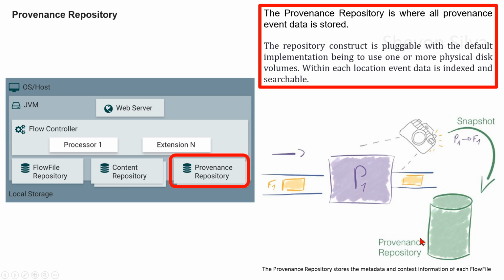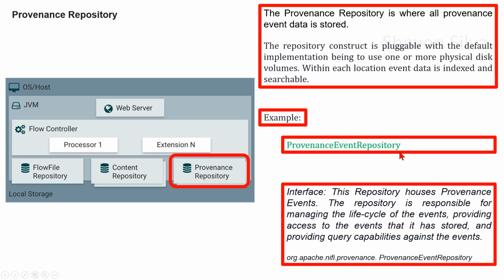Here you can see a processor interacting with a snapshot. The snapshot is passed from the processor to the Provenance repository here. As an example, we can consider the ProvenanceEventRepository interface. This repository houses provenance events. The repository is responsible for managing the life cycle of the events, providing access to the events that it has stored, and providing query capabilities against the events.